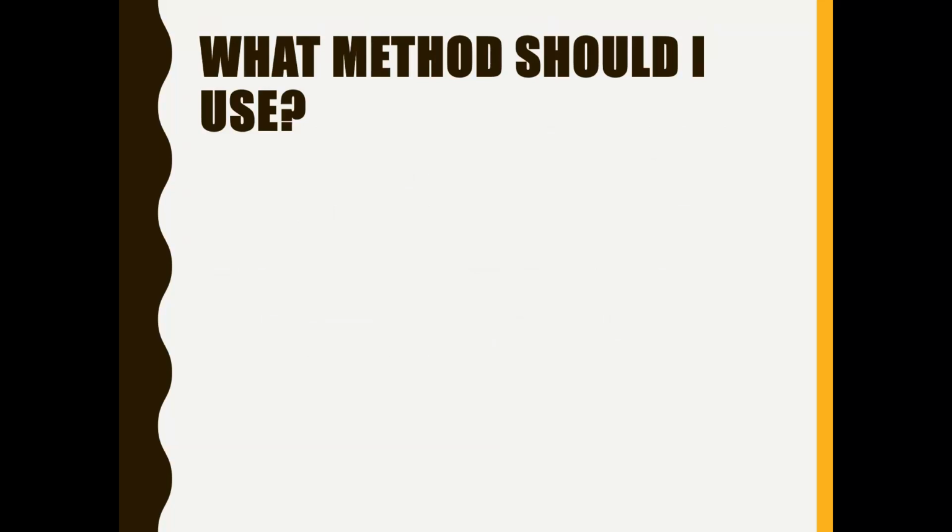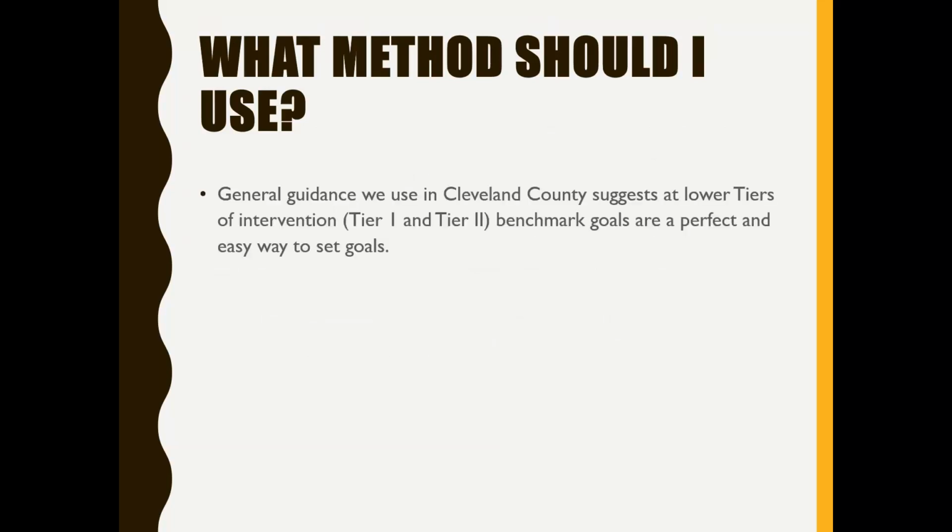So what method should I use? This is the general guidance that we use in Cleveland County: when we're talking about lower tiers, tier 1 and tier 2, benchmark goals are an easy way for teachers to set goals, and they make the most sense at a lower tier. This is something where we really do want students at benchmark, and we should be striving for that at this level. So that is basically what we tell people.